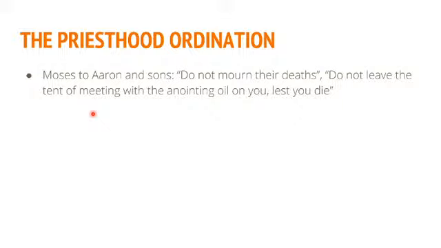So moving on in the ordination of priests, Moses says to Aaron and his sons, now look at this. Remember, two of Aaron's sons, Nadab and Abihu, have died. He says, don't mourn their deaths. What a thing to say. After persons have been killed by God, he says, don't mourn their deaths. Don't cry for those people.